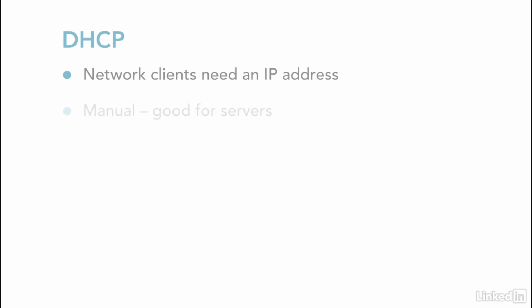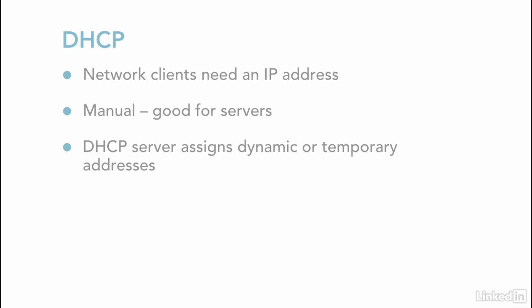In order to communicate on an IP network, clients need to have an IP address. Addresses can be assigned manually, which is a good idea for things like servers and infrastructure devices, where you need to know exactly which address is being used. But most clients, like laptops, desktops, mobile devices, and Internet of Things, don't really need to have a specific address. They just need an address. On a network, the system that assigns addresses is called a DHCP server.